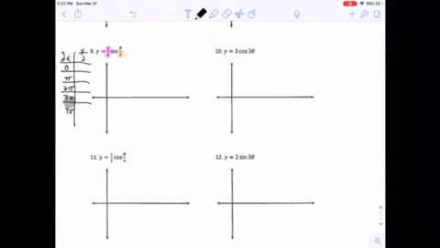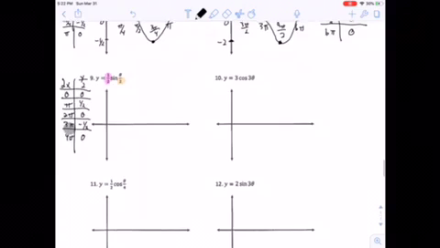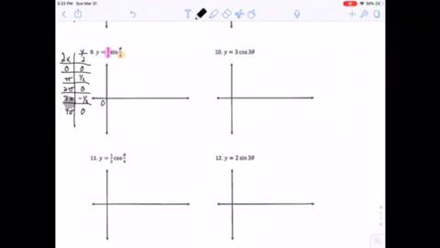Because it's sine, you're starting at 0. 0 divided by 2 is 0. 1 divided by 2 is 1 half. 0, negative 1 half, and then 0. So here we go. Set your scale. Starting at 0, we're going to 4 pi. Halfway is 2 pi. Halfway here is pi. Halfway here is 3 pi.